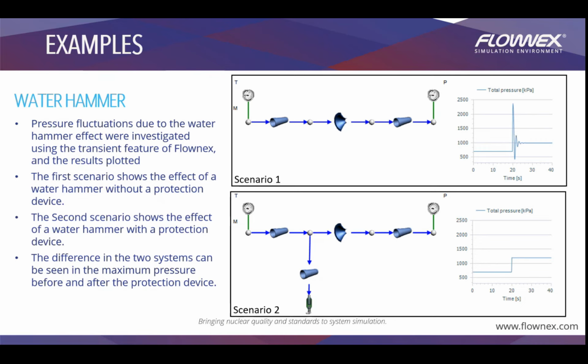Then, how do we mitigate this in Flownex, and how do we see if the mitigation really works? We have put an accumulator just before the valve. If there's a sudden close on the valve, you'll see that the accumulator will mitigate all the pressure spikes, and now our maximum pressure will be less than 1.5 thousand. So you can do water hammer simulations in Flownex as well.